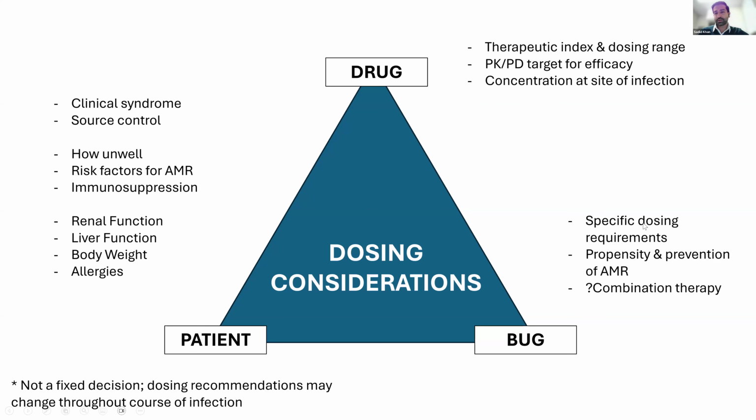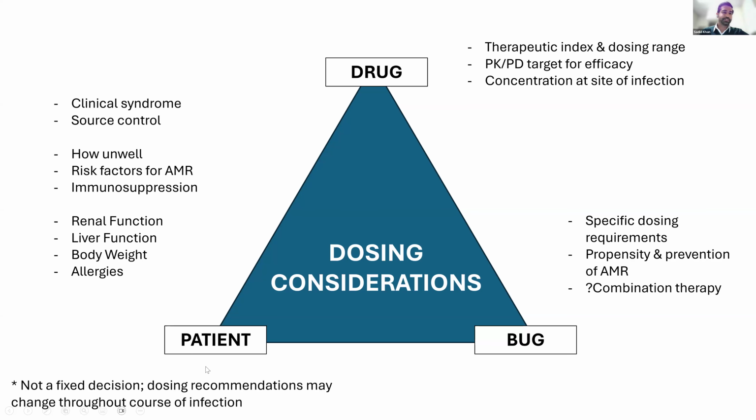In terms of the bug, are there any specific dosing requirements? For example, Stenotrophomonas has a high dosing requirement compared to an E. coli for cotrimoxazole. Is this bug one that has a higher propensity for development of AMR, like Pseudomonas and Acinetobacter? And for some drugs, combination therapy is often utilized, Acinetobacter again as an example.